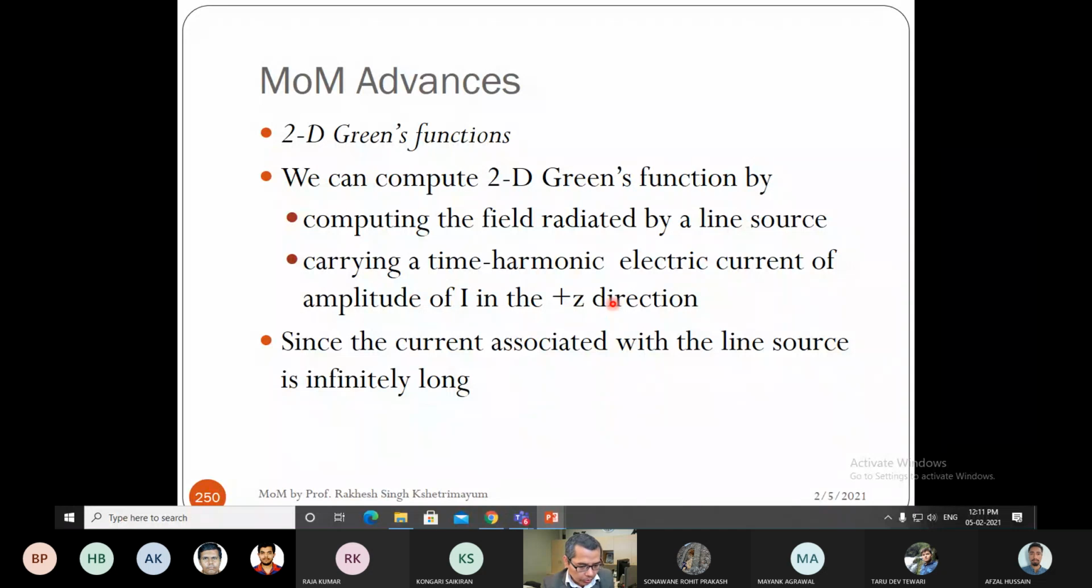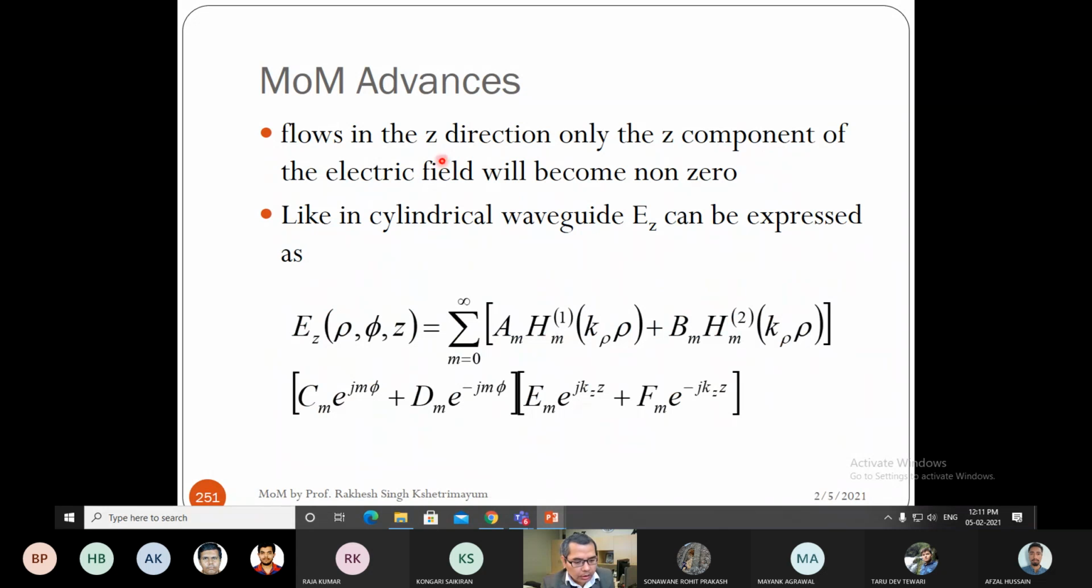We can equivalently model the current flowing on the conductor by an equivalent line source. Since the current associated with the line source is infinitely long and is directed along the z-axis, the field induced will have only a non-zero z component, that is Ez. You know that for a cylindrical waveguide, Ez is given by this summation, m going from 0 to infinity. The m's are the modes of the cylindrical waveguide. We'll have infinite modes, but later we'll see that only the zero mode, m equal to 0, will contribute to this kind of scattering analysis.